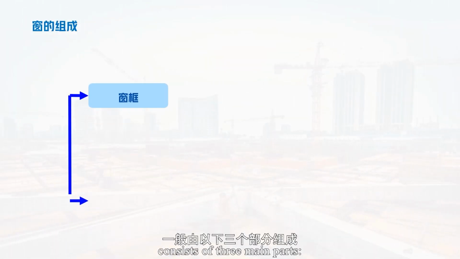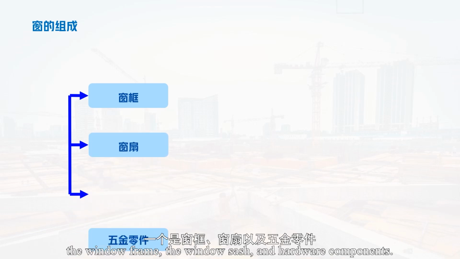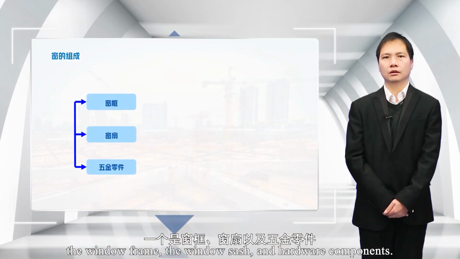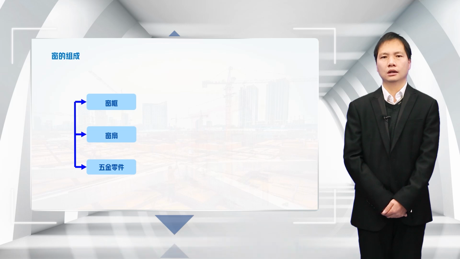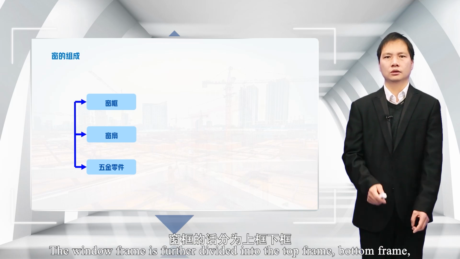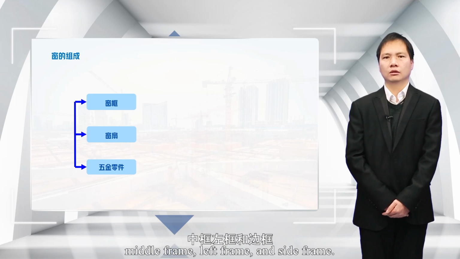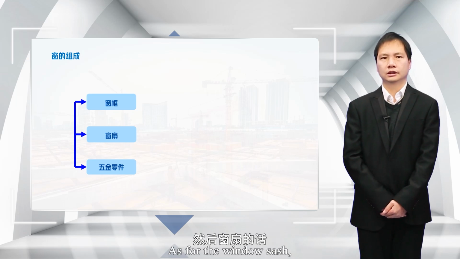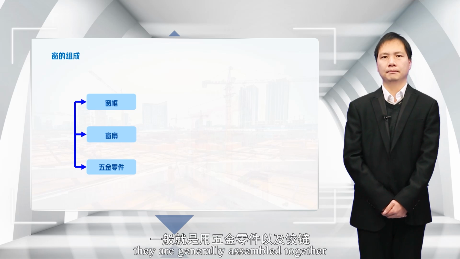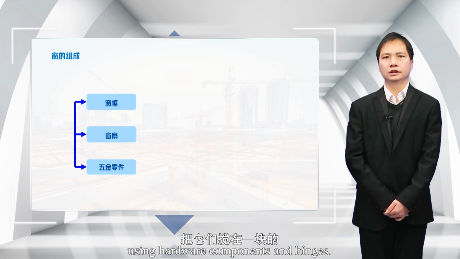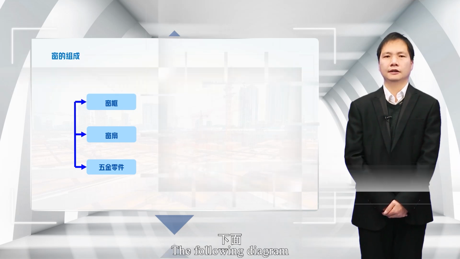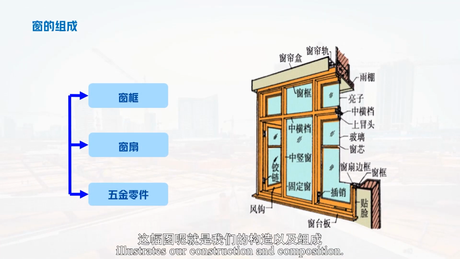The construction of a window generally consists of three main parts: the window frame, the window sash, and hardware components. The window frame is further divided into the top frame, bottom frame, middle frame, left frame, and side frame. As for the window sash, they are generally assembled together using hardware components and hinges. The following diagram illustrates our construction and composition.